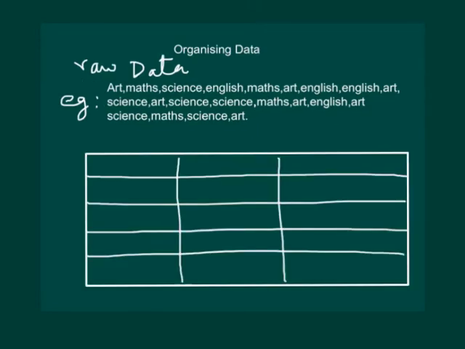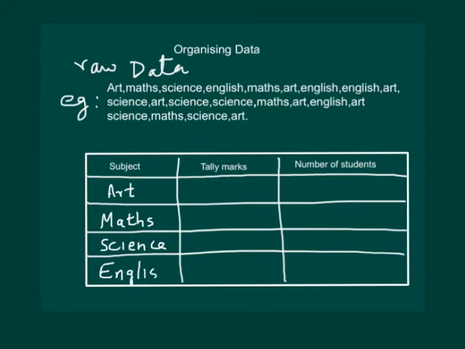To start, we will draw a table and mark subject, tally marks, and number of students. In the subject column, we will write the various subjects, like we have art, maths, science, and we have English. Now, let us start counting, or say organizing the data.